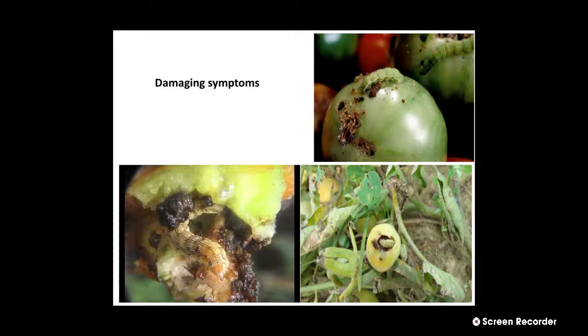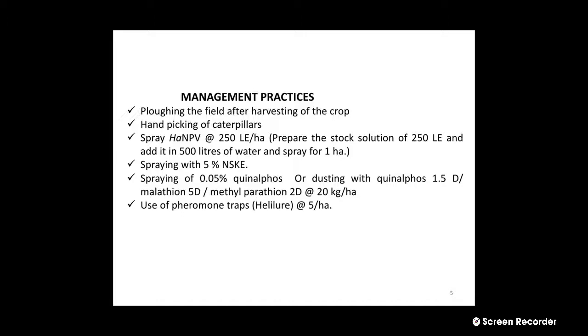The next point is management practices, meaning how to control the fruit borer. Firstly, plowing the field after harvesting of the crop, then hand picking of caterpillars. Then we can spray the microbial biopesticide, that is Helicoverpa armigera nuclear polyhedrosis virus at the rate of 250 larval equivalent per hectare. Means prepare the stock solution of 250 larval equivalent and add it in 500 liters of water and spray for 1 hectare. Then we can also spray 5% neem seed kernel extract.